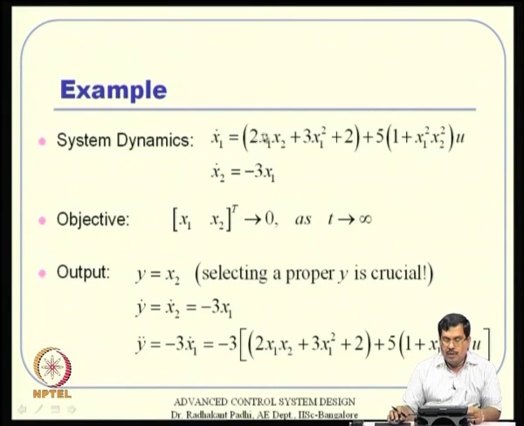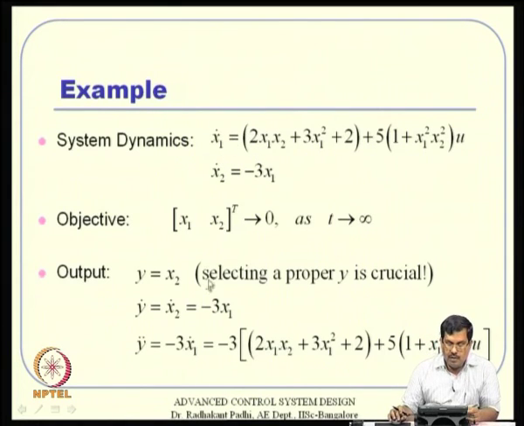So, that means even though I will be able to drive x1 to 0 from any initial condition, I may not be able to do the same for x2. On the way x2 dot can go to 0, and once x2 dot goes to 0, there is no change of x2 basically. So, that's the reason selecting y as x1 is not a good idea.